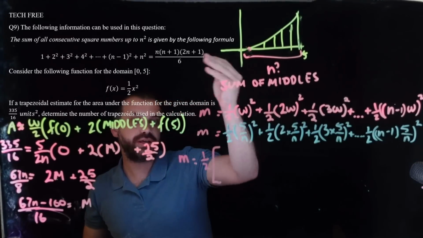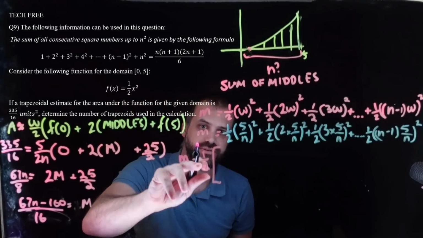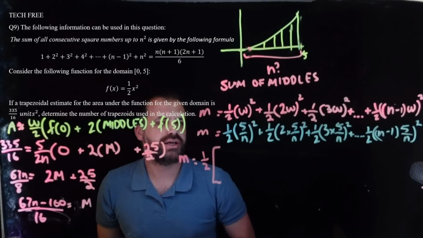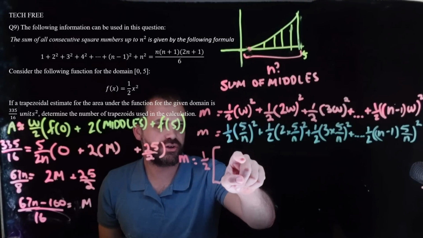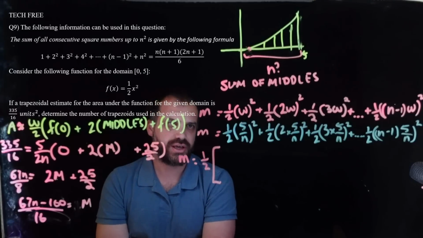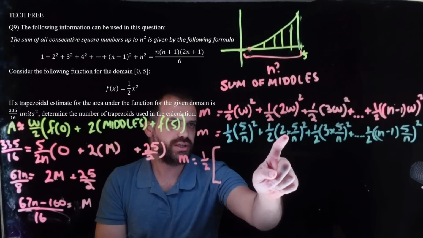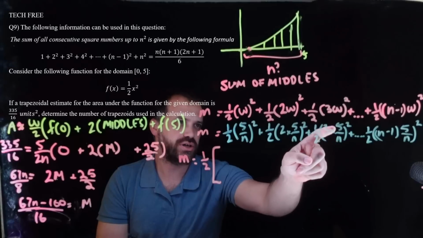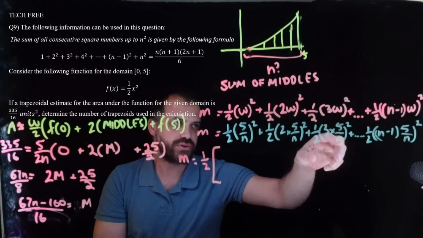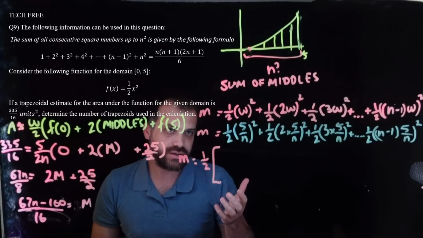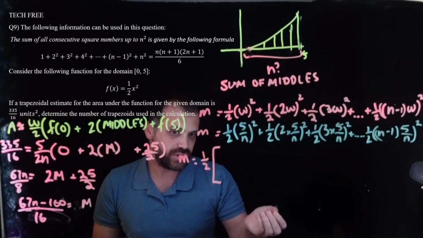And bring that half out the front. Just like that. What else can I do? Well, hang on. 5 on n squared. What is 5 on n squared? That's 25 on n squared. Look here. 2 times 25 on n squared. 3 times 25 on n squared. 4, 5. There is a common factor all the way through here of 25 on n squared.